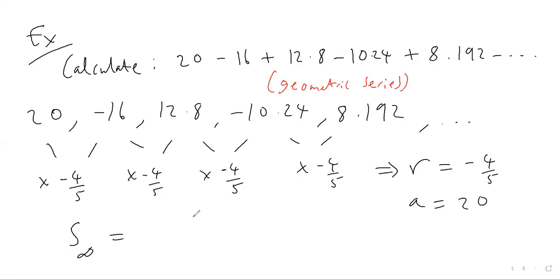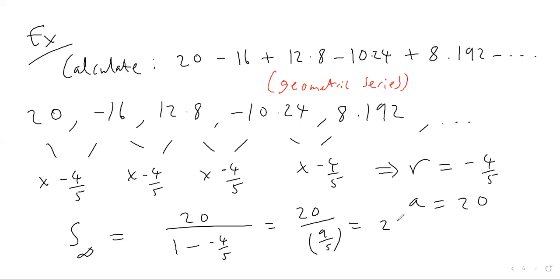So the first term, which is 20, divided by 1 minus the ratio, so 1 minus negative 4/5, which is just going to be 1 plus 4/5. So that's basically going to be 20 over 9/5. And that's going to give us 20 times 5/9. So basically 100 divided by 9. And that would be our final answer. So when you keep on summing all these numbers in this sequence forever and forever and forever, the sum is going to be 100/9. That's going to be the infinite sum for this sequence here.